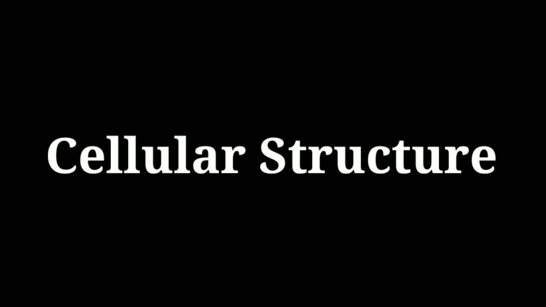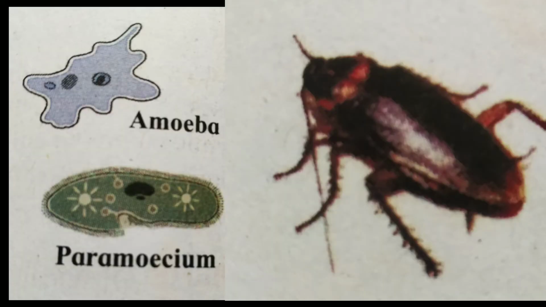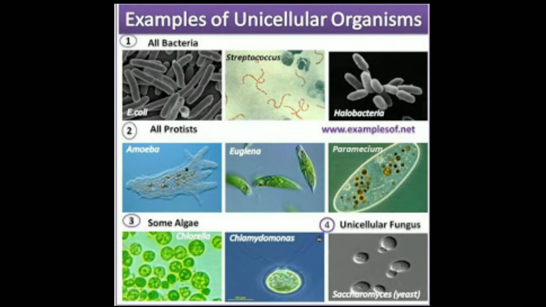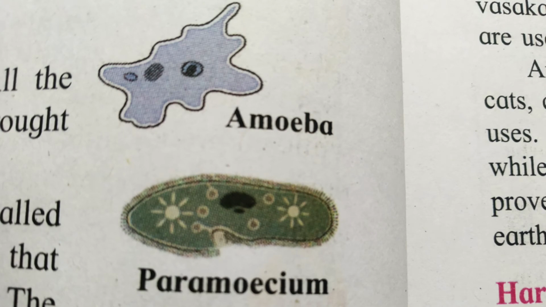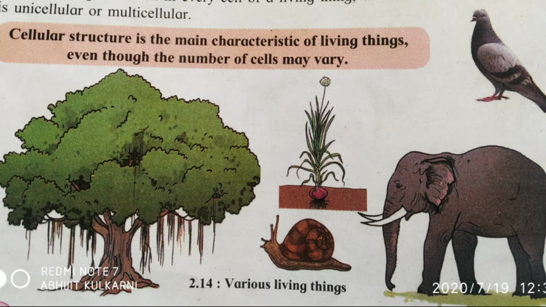Next topic is cellular structure. Living things are made of small units called cells. Some living things are made of a single cell. These are called unicellular organisms. The living things that are made of many cells are called multicellular organisms. The amoeba and other microorganisms are unicellular, while man, cow, mouse, cockroach, elephants, banyan trees and the onion plant are all multicellular organisms. Cellular structure is the main characteristic of living things.